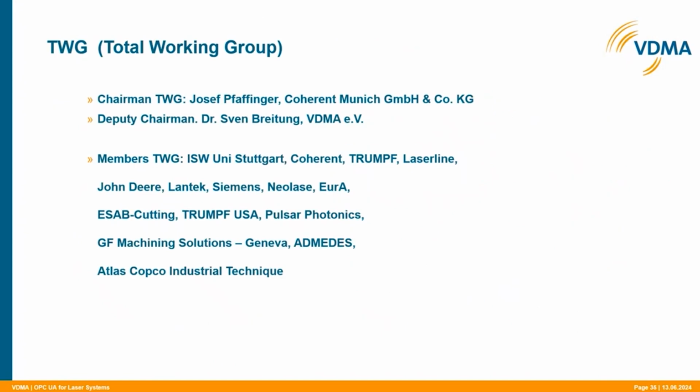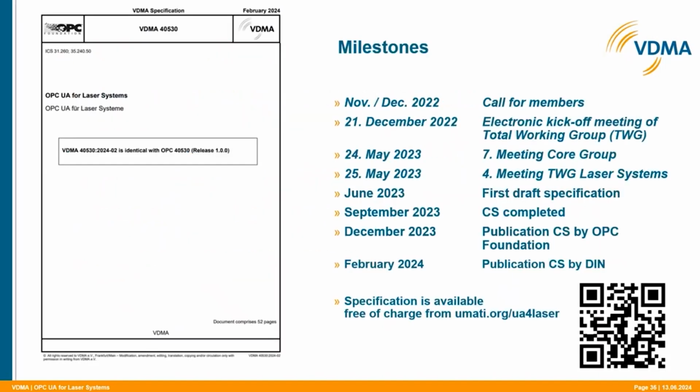So the total working group was chaired by Josef Pfaffinger, and here you can see the members. It consists of 40 experts from Europe, India, Japan, Mexico, and the US. The companion specification was published in December 2023 by the OPC UA Foundation and in February 2024 by the DIN.